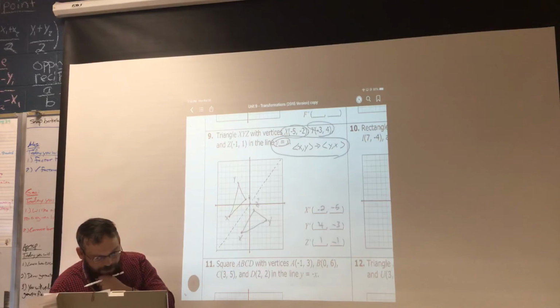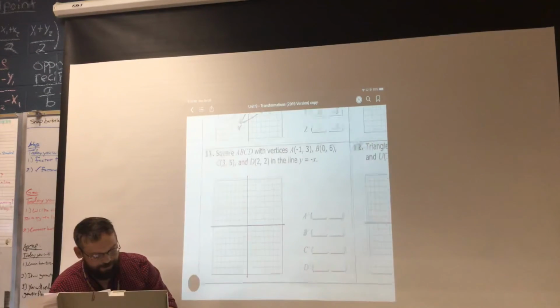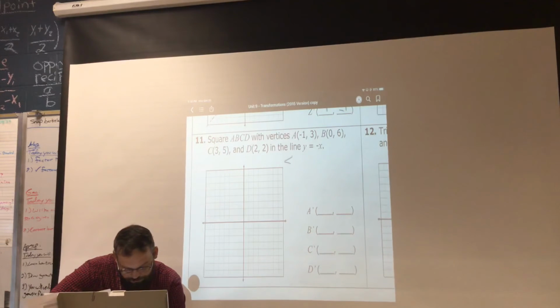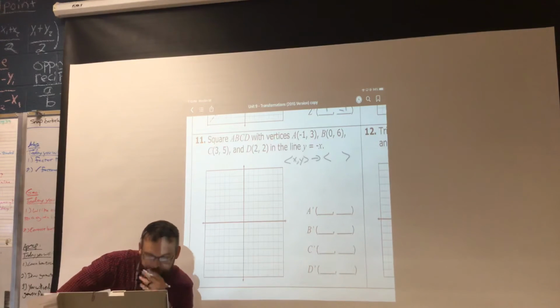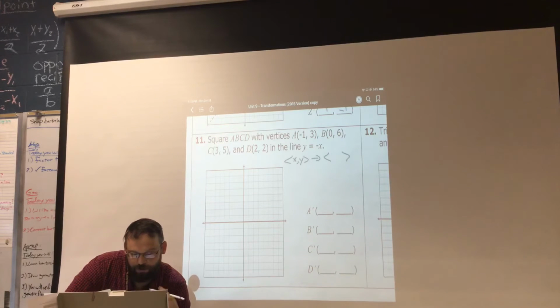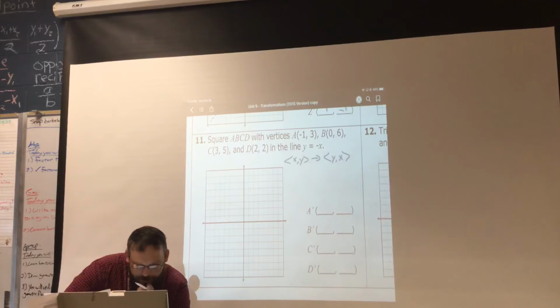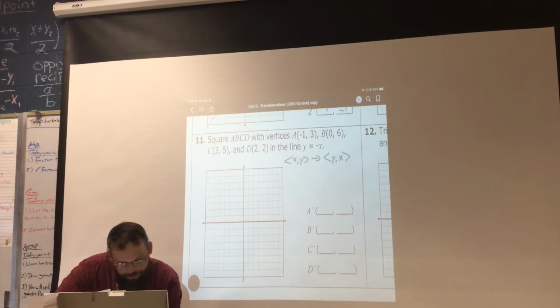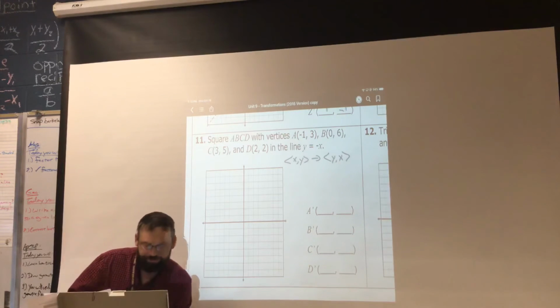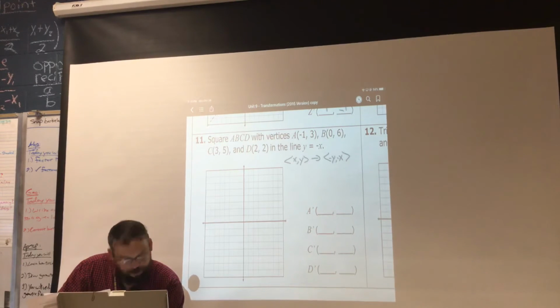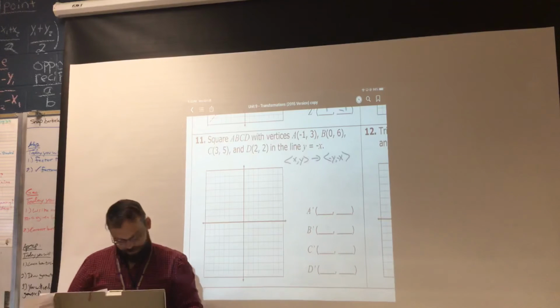So this one you've got to be more careful with. Okay, so here's what's going to happen. You're going to have your pre-image, and when you map it, you're going to swap the y and the x just like you did before. However, you're going to negate both of them. So it's going to be negative y and negative x. So here's how that works.